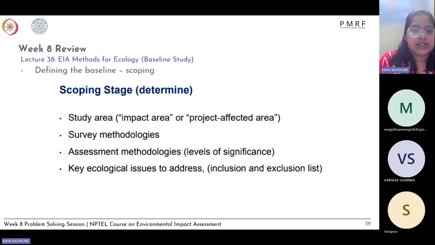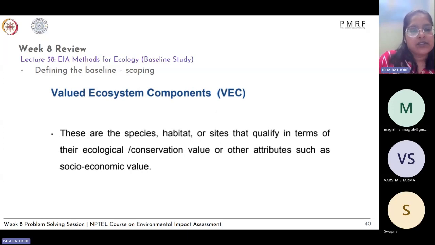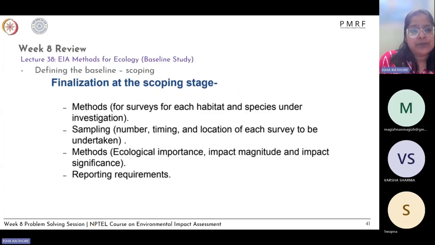Then you need to determine the survey methodologies which you're going to use in doing the scoping, then the assessment methodologies and their level of significance, and the key ecological issues to address, their inclusion and exclusion list. Then we also have something known as valued ecosystem components or VEC. These are species, habitats, or sites that qualify in terms of their ecological or conservation values or other attributes such as socioeconomic value. So those are VECs.